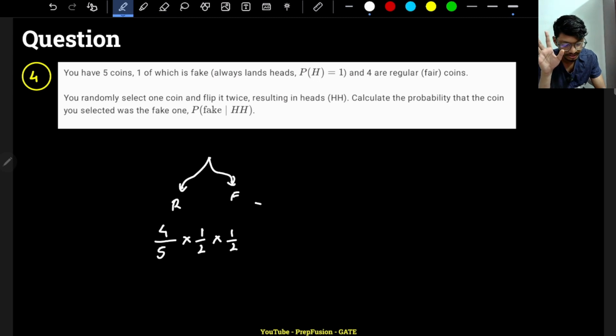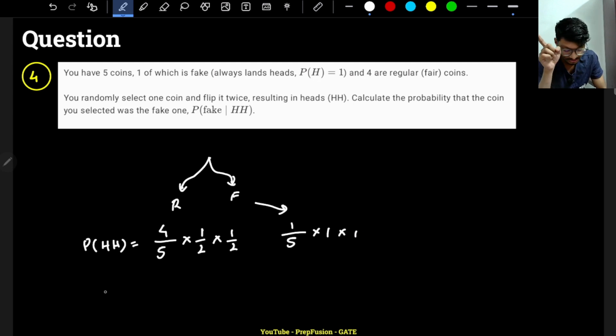But if I choose a fake coin, what is the probability of choosing a fake coin? I have only one fake coin out of 5, so it will be 1 by 5. Now what is the probability of getting head on a fake coin? It is 1, simply because it has only heads. Again, in the next flip also it will be only head. So these are the probabilities, and the total probability of getting 2 heads is the sum of these.